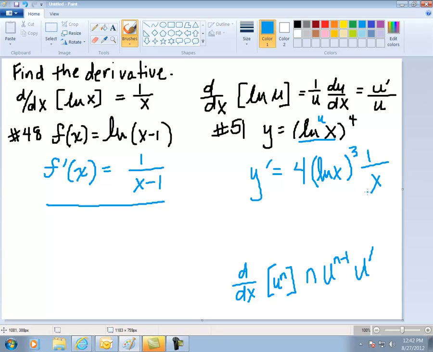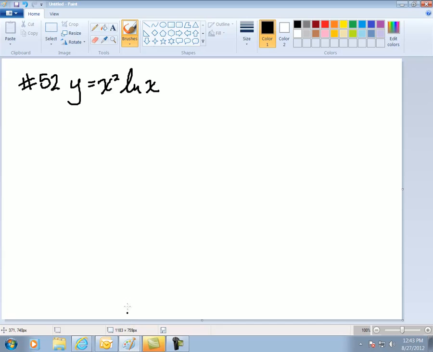So my final answer in this case would be 4 natural log x, all that cubed. Notice that the whole thing's getting cubed, not just the x. That's why I couldn't take this and simply stick it out front. And all that would be over x. So that would be my answer. And now I have one more example for this video.